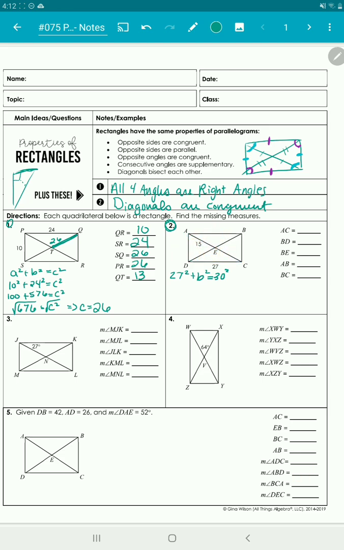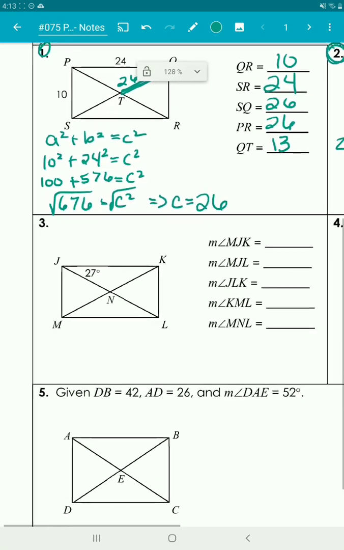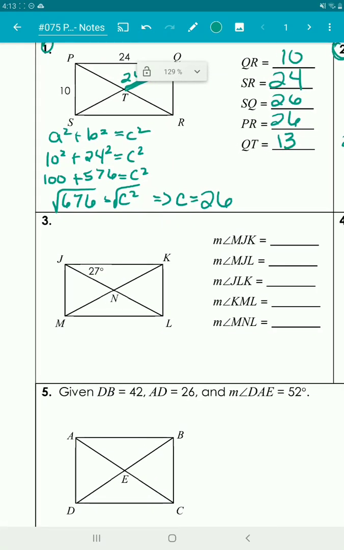Okay, so go ahead and try number 2 on your own. Go and pause the video and try number 2. Okay, so now let's go on to number 3, and let's try and look at some angles instead of sides.